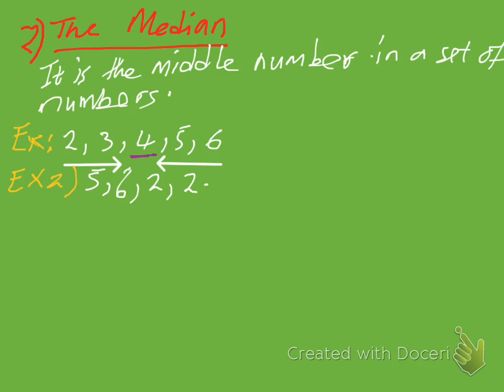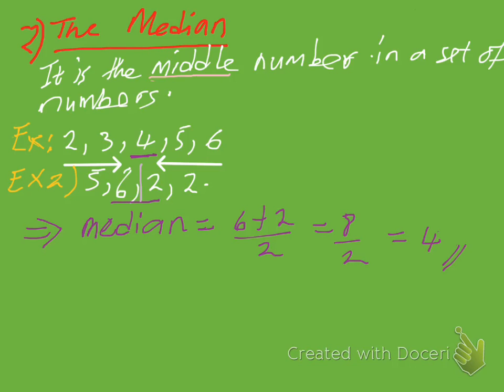Example 2. Numbers in distributions may not always appear in an odd set. It can be an even set of numbers, like 2, 5, 6, 2. You see 2 numbers appear at the middle, 6 and 2. So to get the median, we look for the average of these numbers in the middle. That's the number in between 6 and 2. So the median will be 6 plus 2 over 2, which gives 8 over 2, which is 4. So the median is 4.